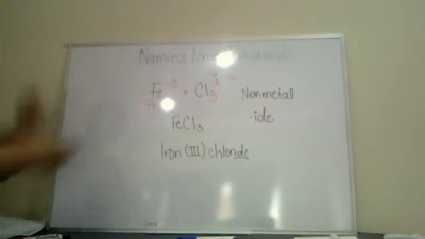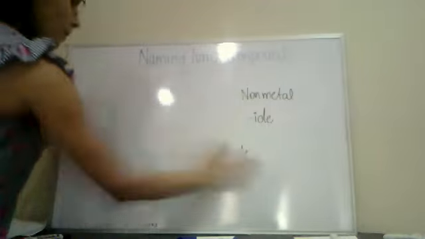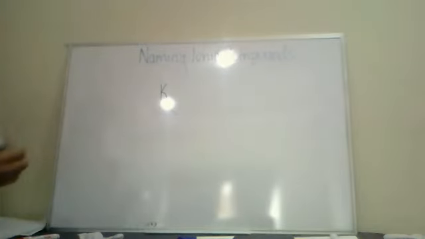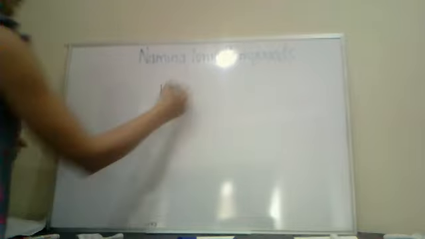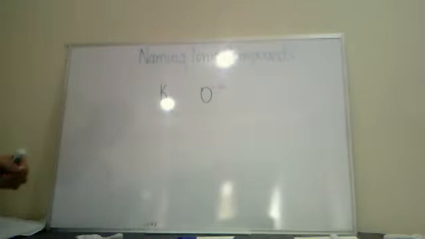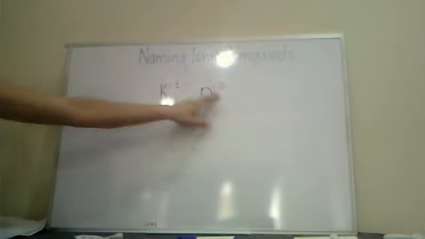All right, we're going to make another example using another nonmetal. Potassium is in group 1A. What is the charge of potassium? And oxygen is in group 6A. What is the charge of oxygen? -2. Oxygen is -2. And potassium? +1. Awesome. So I have 1 minus 2, -1.